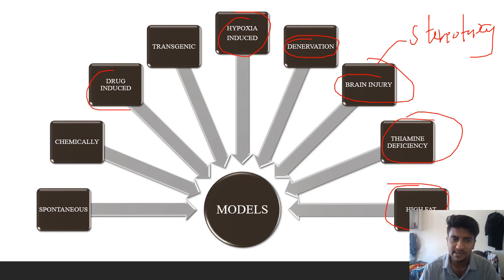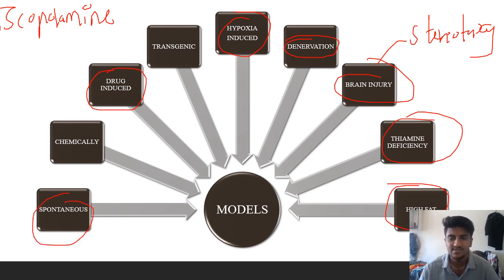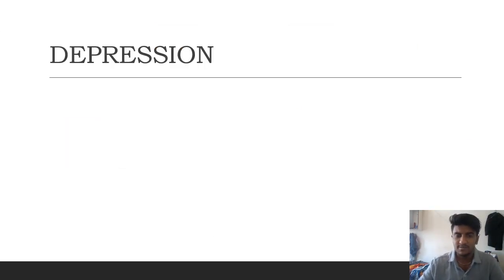Then we have certain drugs that cause Alzheimer's, like there is scopolamine induced, where you can check cognitive testing. Scopolamine is the more widely used agent. Then we have spontaneous Alzheimer rats, spontaneous hypertensive rats as well. So there are SHR, there is SAR, spontaneous Alzheimer rats, and all that are available.